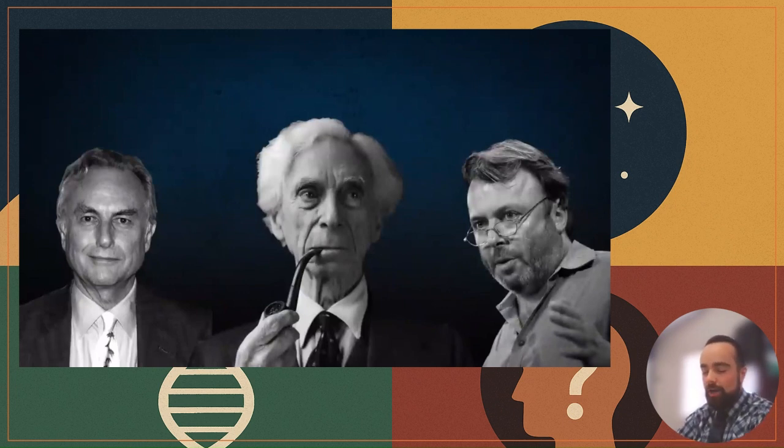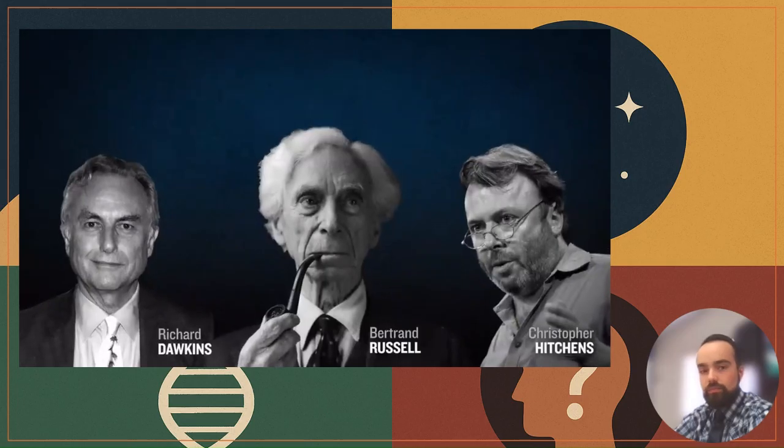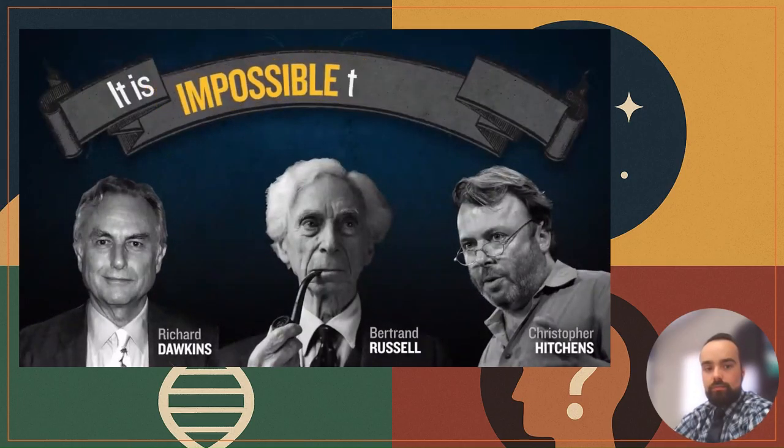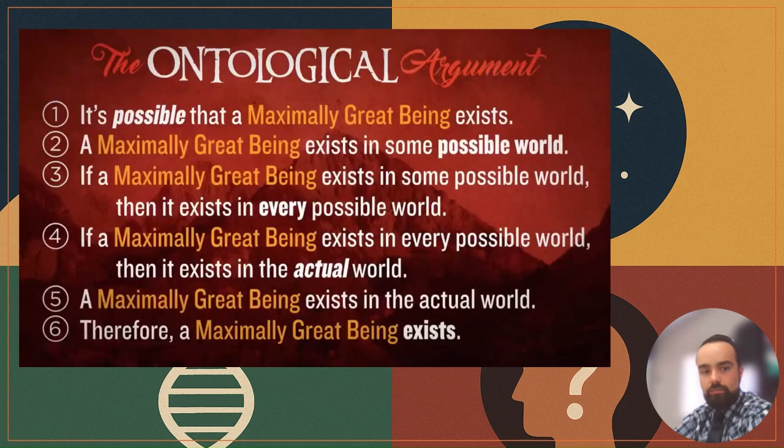Toward that end, the argument here is that for a maximally great being to exist simply in a possible world would limit his greatness. But for him to be truly great, he would not just exist only in a hypothetical. Instead, he needs to exist in reality. Thus, the atheist has to maintain not simply that God does not exist, but that it is impossible that God exists. Here's a summary of the ontological argument.